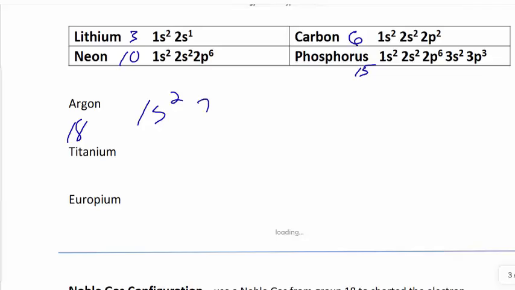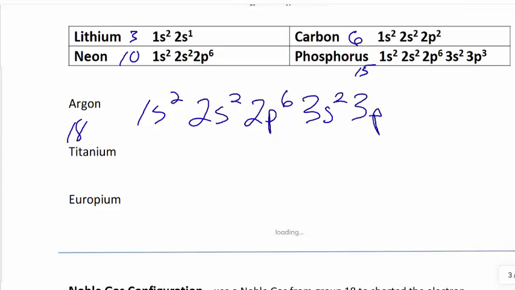Right? From there we go to 2s. So in the second energy level there's an s and p subshell, but we fill the s and then the p. So it's 2s2, and then 2p6. Okay, after the 2p we're going to go to 3s, so it's 3s2, and then 3p. And p can have up to 6.